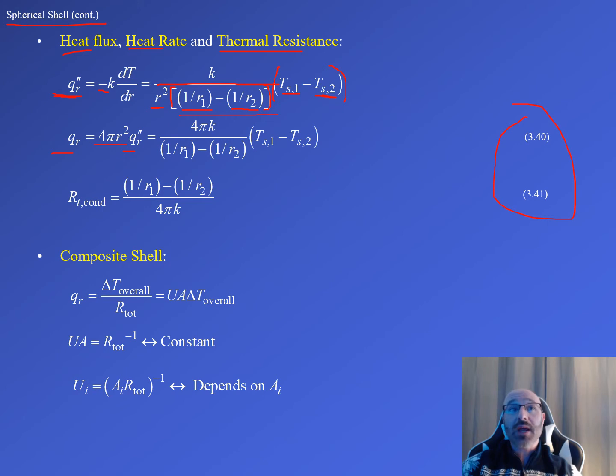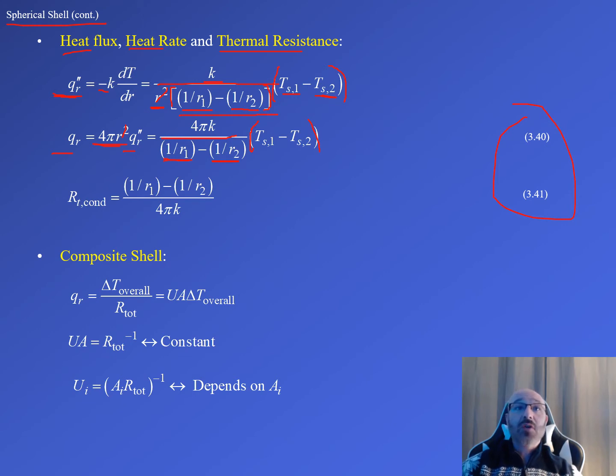And when we plug that in, multiply through by our 4 pi r squared, what we end up with on the numerator is 4 pi k. And then we can see some things cancel out with the r squared there. We have on the bottom just a difference between 1 over r1 minus 1 over r2, where r1 is the radius to the inner surface and r2 is the radius to the outer surface, times that temperature difference between our inner surface and our outer surface, Ts1 minus Ts2.